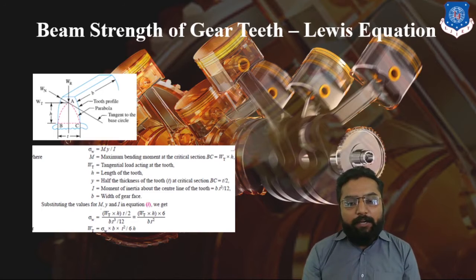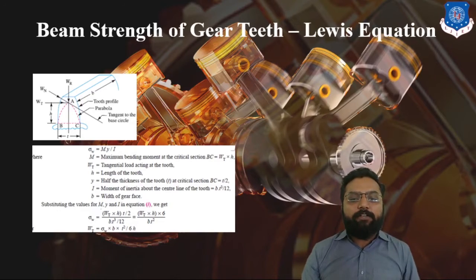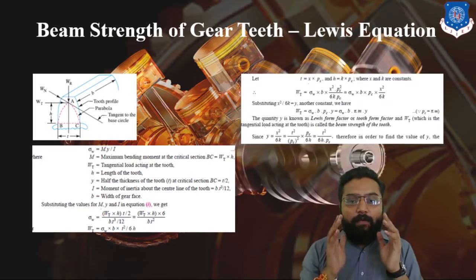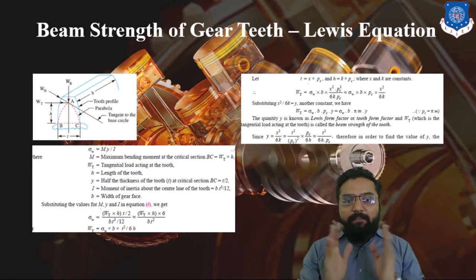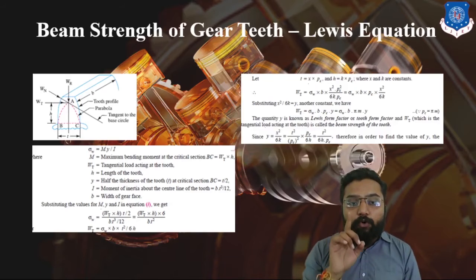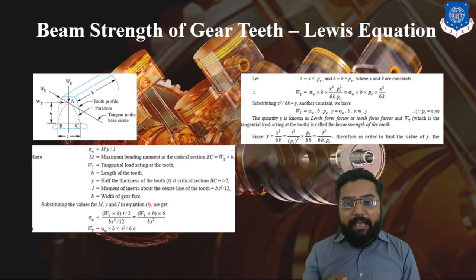You can see that the equation for the limiting thrust force WT is equal to sigma W into B into T square upon 6H. Clear? Here we have considered our tooth as a cantilever. Now we have to give this tooth as a component or element of a gear.